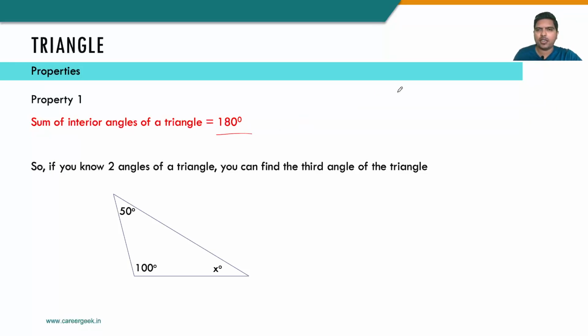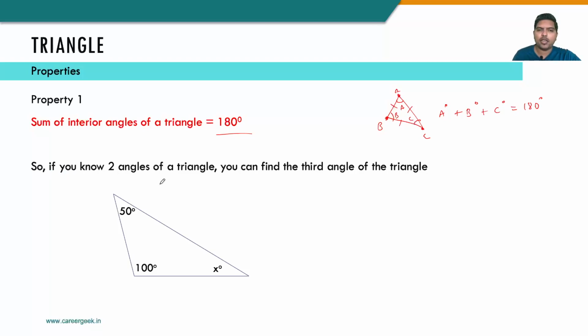We know what is a triangle, right? Most of you would be knowing. It has three sides, three vertices. Let's say vertices are these. The first property is sum of interior angles. Let's say these are interior angles A, B and C. So angle A plus angle B plus angle C is 180 degrees.